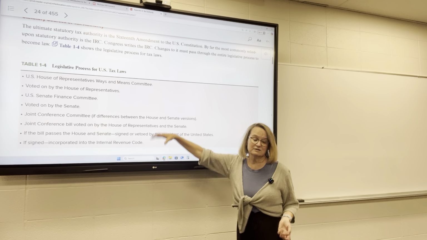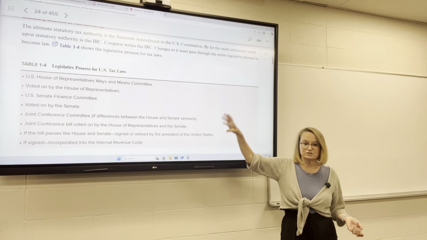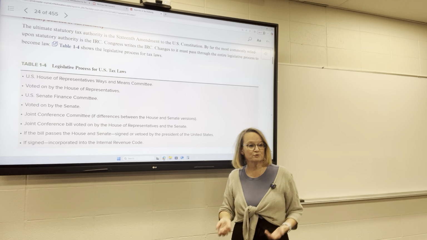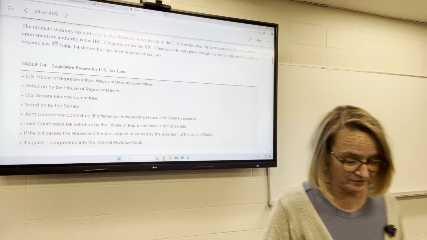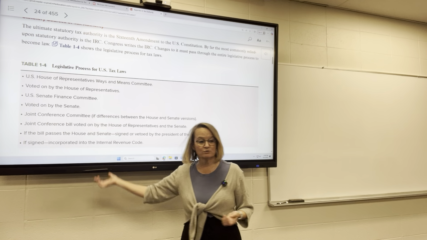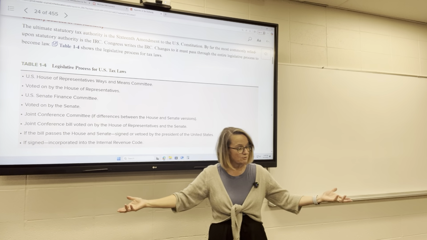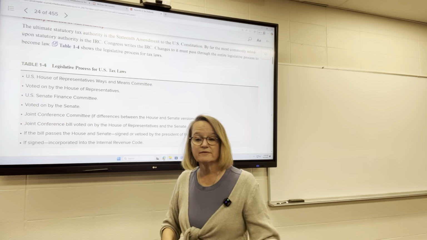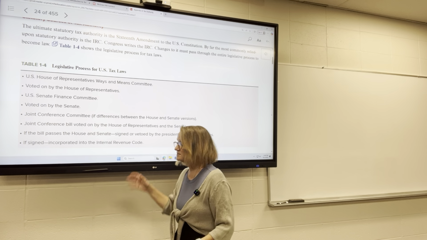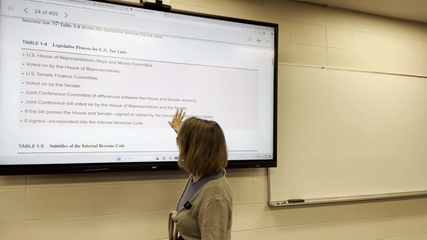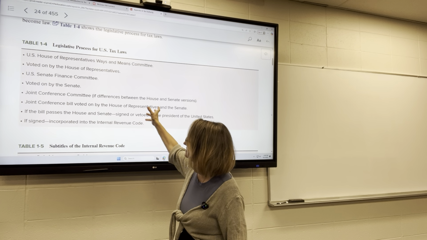It goes through all of their gyrations, the different committees that have to approve it and decide what they're going to do with it. Ultimately, if it gets passed out of committee, then it goes to the greater House of Representatives. They vote on it. If it gets passed out of there, then it goes to the Senate. Senate does the same sort of thing. So they'll have their conference committees if it passes out of the Senate.